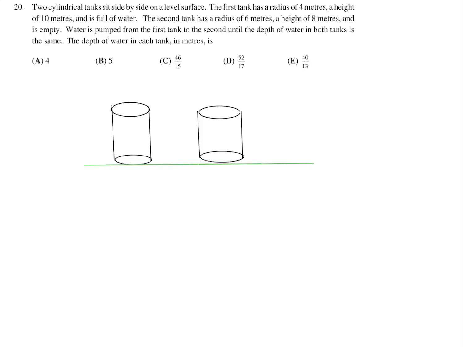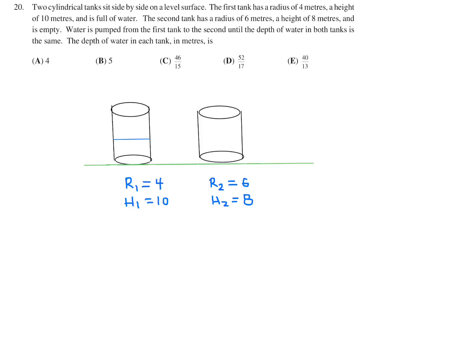So here is a diagram of two cylindrical tanks, and the first one is going to be filled with water all the way to the top, and we are given certain values: the radius is 4, and the height of the first one is 10. And the second one, the radius is 6, and the height is 8. All right. So then what happens is the water is pumped from the first tank to the second, right? And the depth of the water in both tanks then becomes the same.